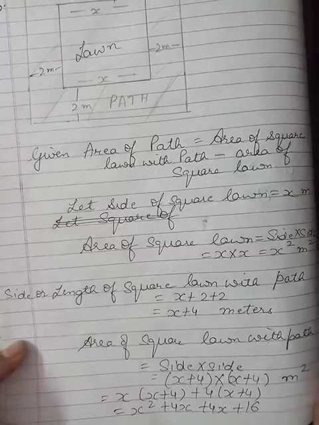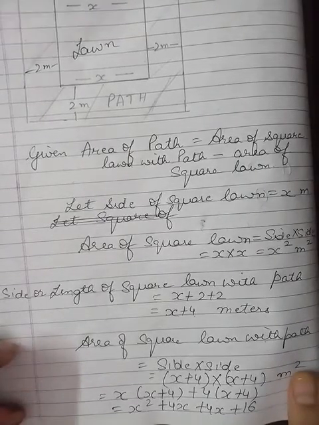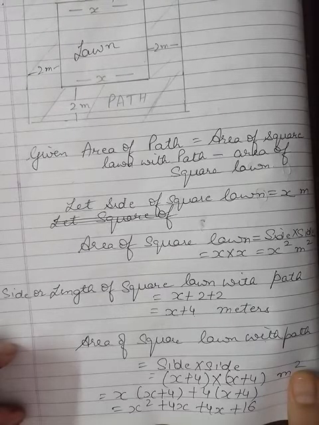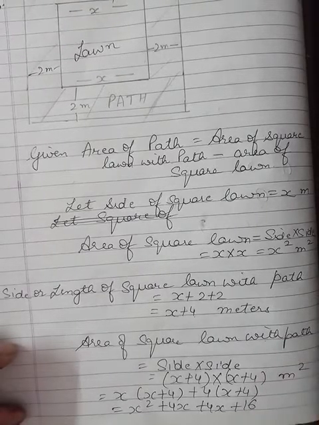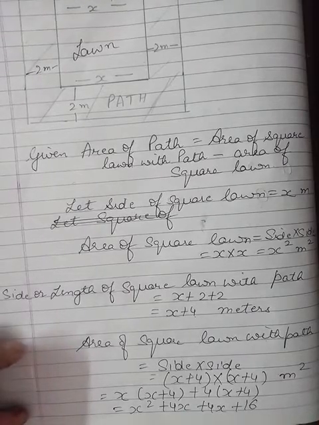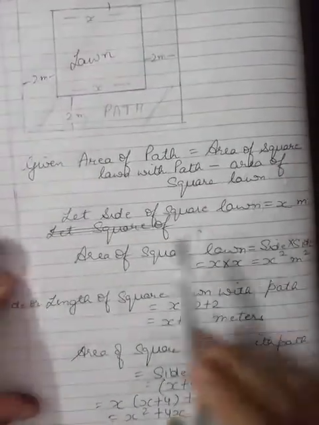Now move to question number 5. A square lawn is surrounded by a path 2 meter wide. If the area of the path is 240 meter square, find the area of the lawn. In this question we have to find the area of the lawn, but no information is given about the lawn. So we will start with the sum.